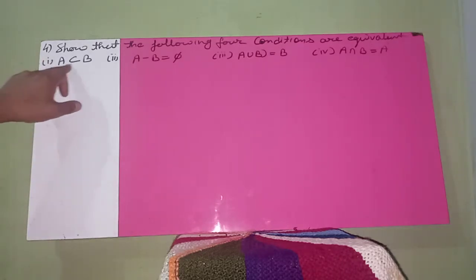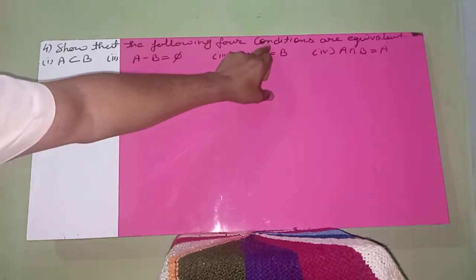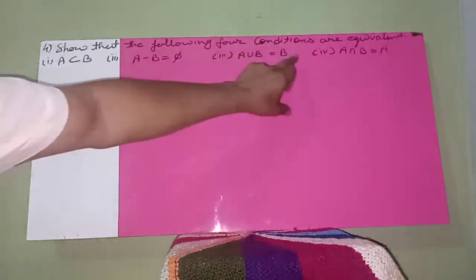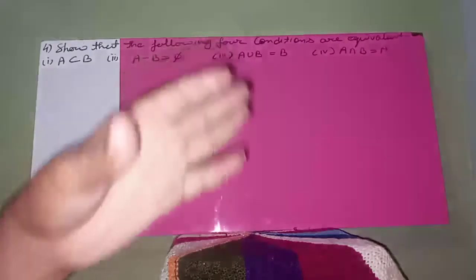Now I take question number fourth. What is question number fourth? The following four conditions are equivalent. In question number four, we are given four conditions: A is the subset of B, A minus B equals empty set, A union B equals B, and fourth is A intersection B equals A. So the question says all four conditions, first, second, third and fourth, are equivalent.